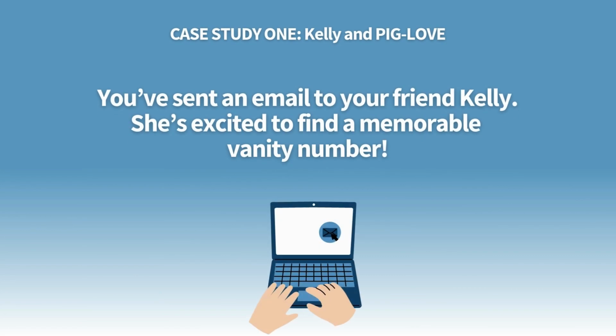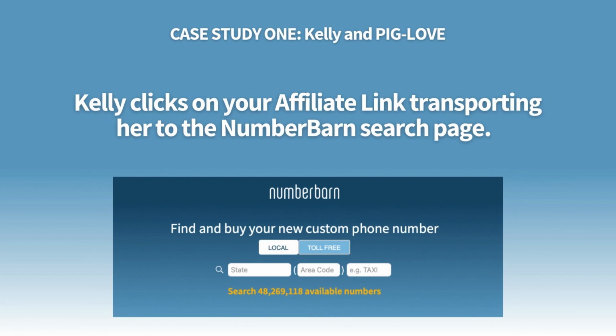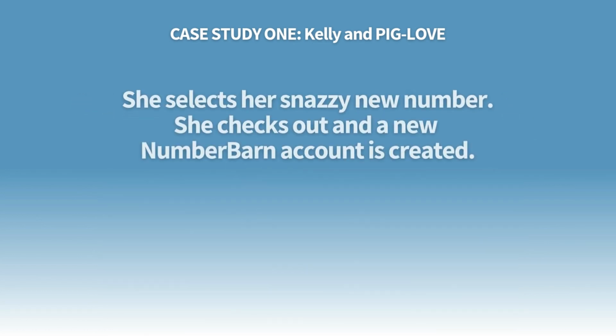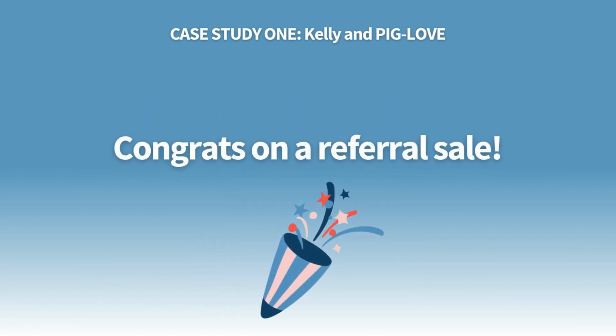Pretend now that you have sent an email to your friend Kelly, who is excited to learn she could find a memorable vanity number at NumberBarn, thanks to you. Kelly receives the email and clicks on your affiliate link, transporting her to the NumberBarn search page. Here, she selects her snazzy new number. She checks out and a new NumberBarn account is created. Congrats on our referral sale!